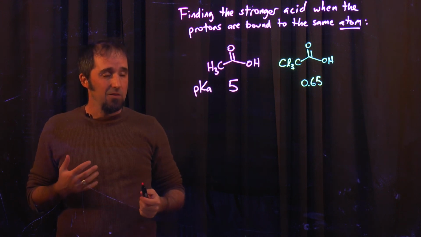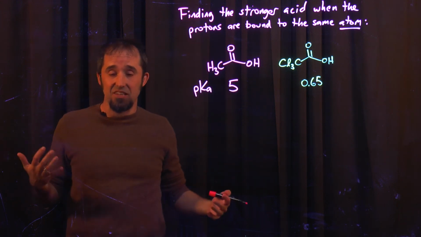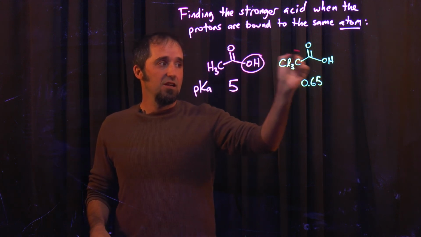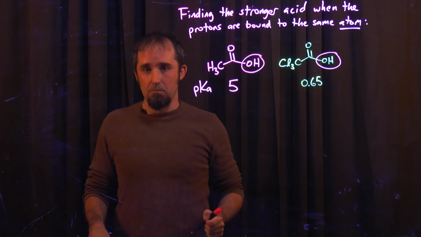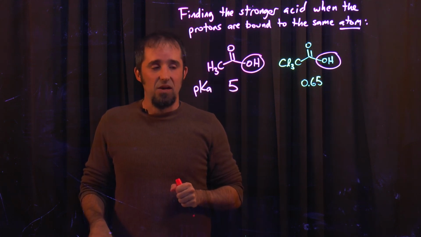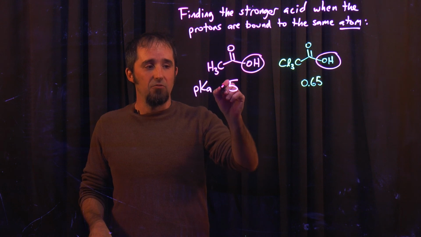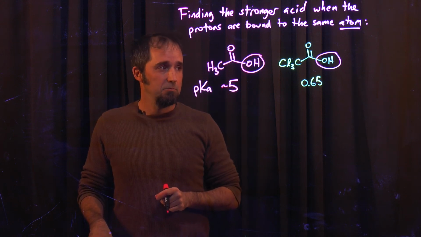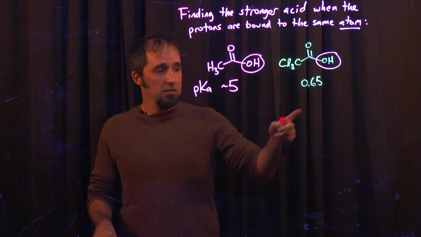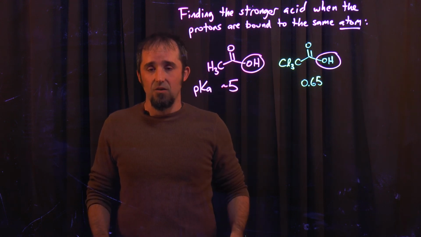So now, that's not usually what we care about. A lot of times, we're going to be comparing two things where the proton in question is bound to the same atom. So for instance, this is acetic acid. I mentioned it earlier. Its pKa is around 5. It's more like 4.75. Trichloroacetic acid is a much lower pKa, 0.65.